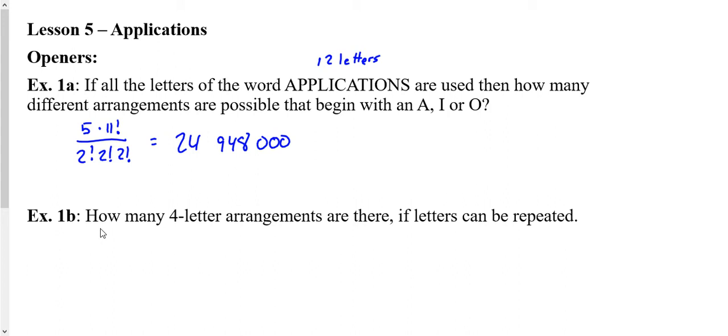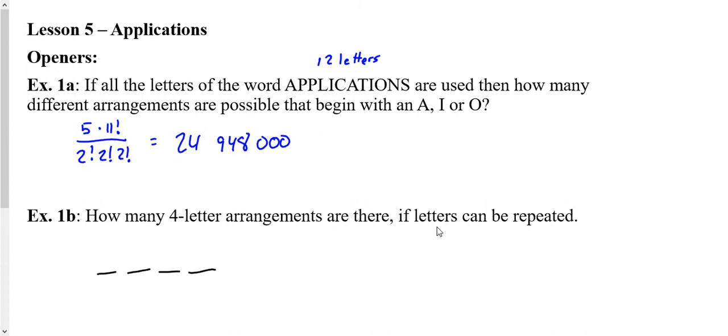In example B, we have how many 4-letter arrangements are there if letters can be repeated. So basically, we're trying to fill in 1, 2, 3, 4 4-letter arrangements. So out of these 4 slots, what letters do we have? Well, we could be any of these letters here. So usually we're thinking 12 letters.